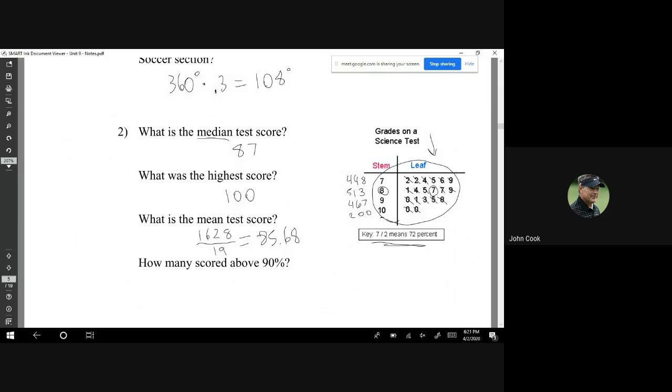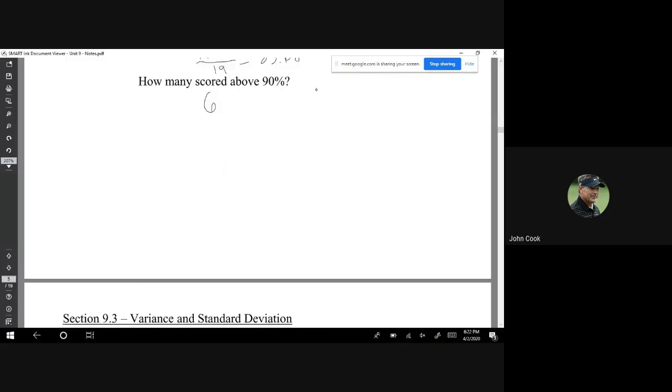And then the last one, how many scored above 90%? So the ones that scored above 90% are just going to be the values that are in the table that are above that number of 90. So 90 doesn't count, so we've got to count all the ones that are above it. So 91, 93, 95, 98, and then 2 of these 100. So 1, 2, 3, 4, 5, 6, 6 total scores above 90. All right, and then that should be the last of our examples.